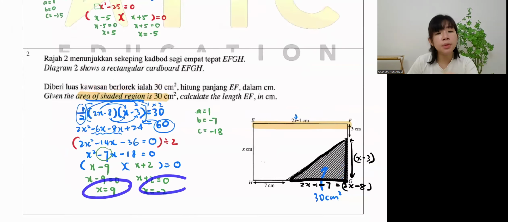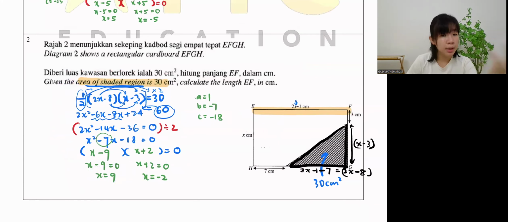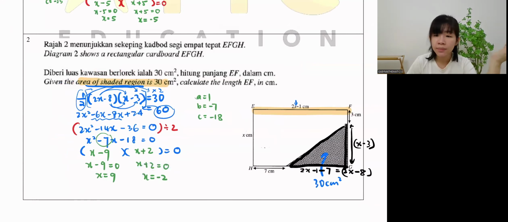When it comes to problem solving question, you need to reject one answer. Which answer cannot be accepted? So in this case, x is length. So length cannot be negative 2 cm. Okay. Oh, you mean this one, is it? Okay, so negative 2 cannot. So you have to put bracket rejected. If you forgot to put, your teacher will minus mark. So you put rejected means you want x to be 9 cm.